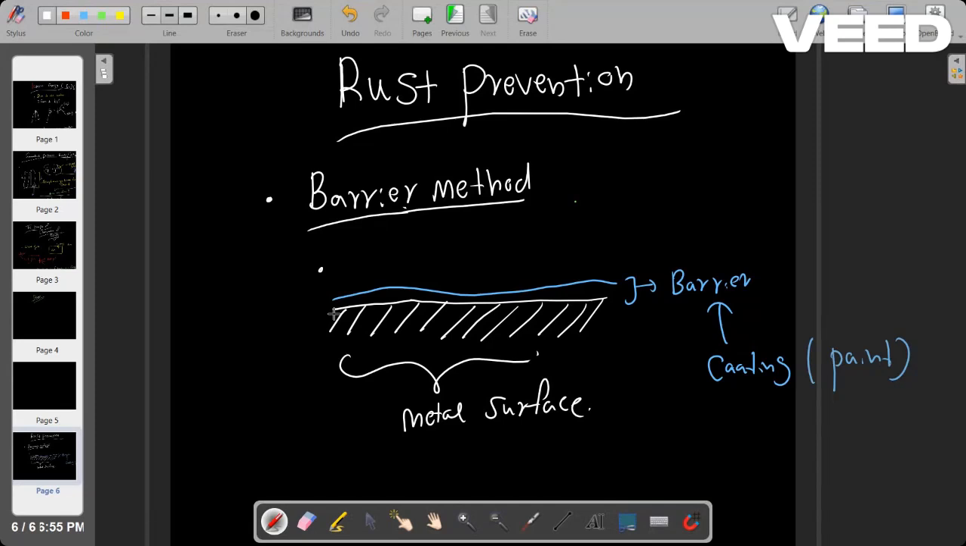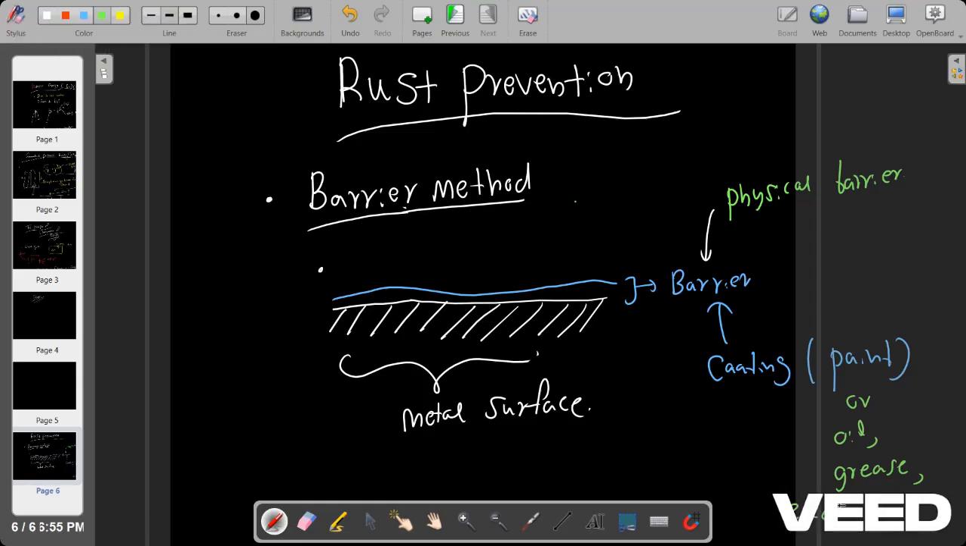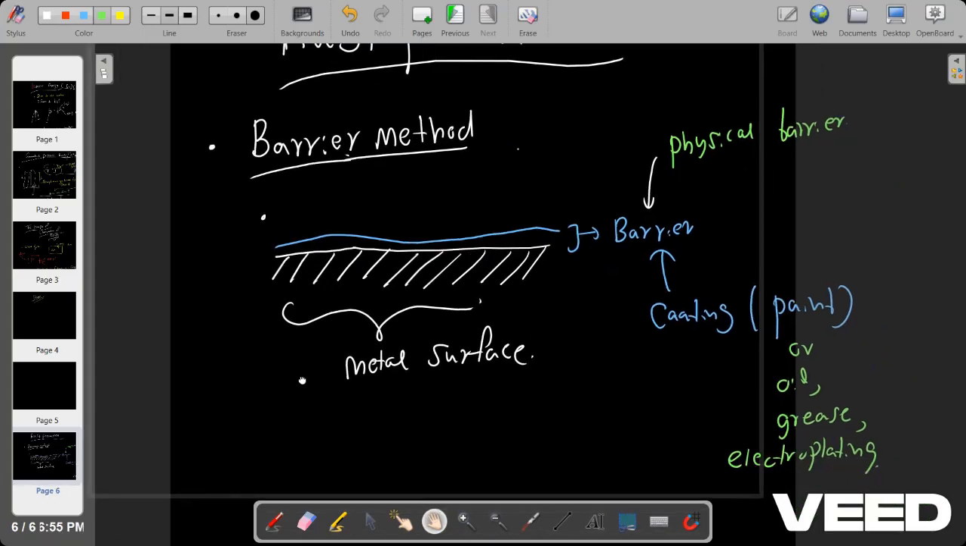Using a physical barrier, right? It is a physical barrier. A physical barrier is used as a coating on the surface of metal. This is a physical barrier. So you can use paint, or you can use oil, grease, or electroplating. Right?